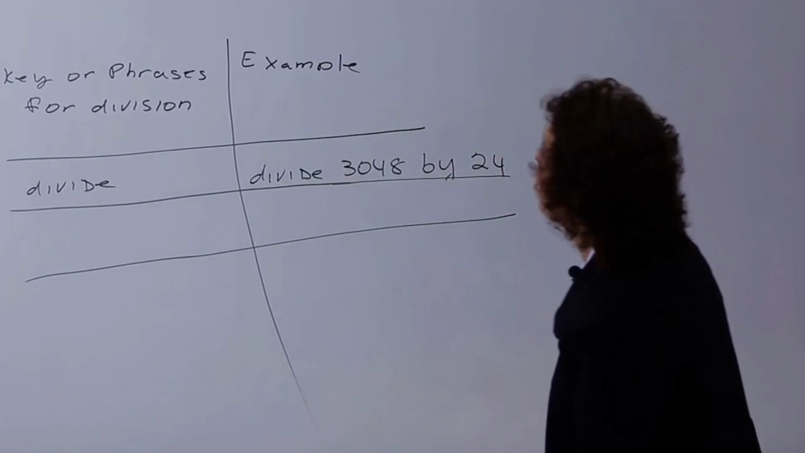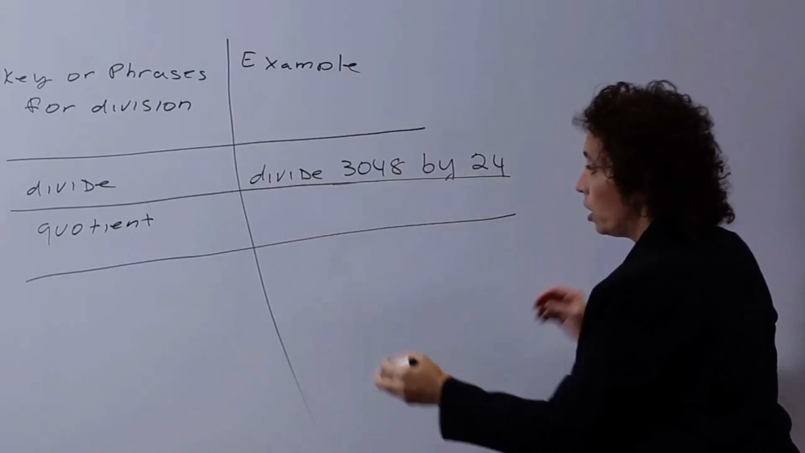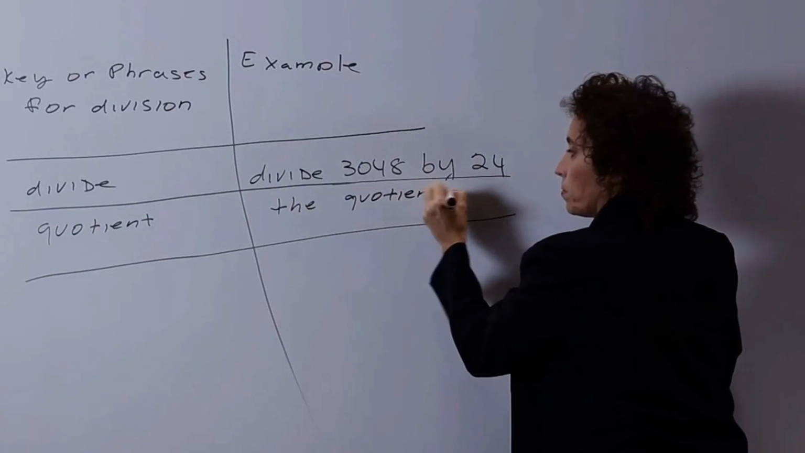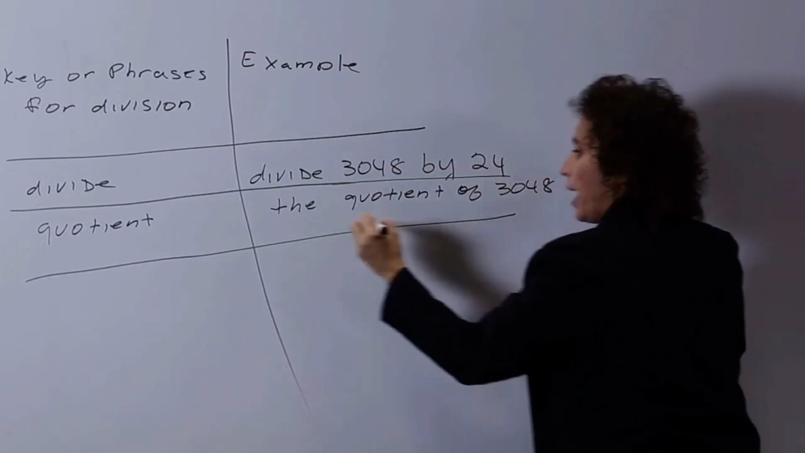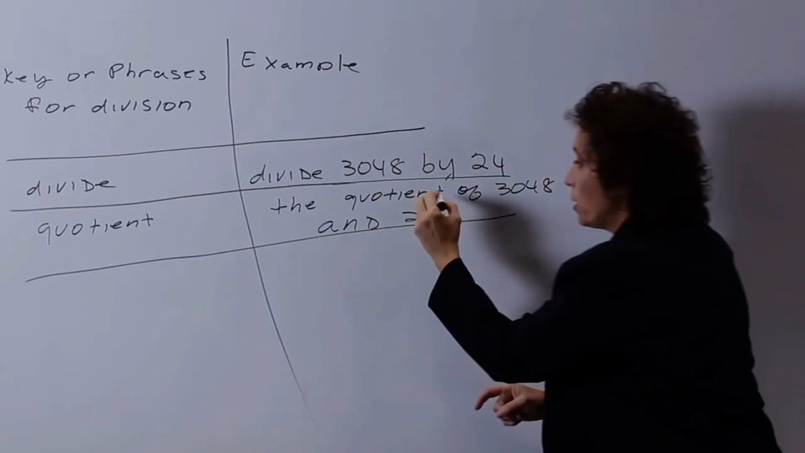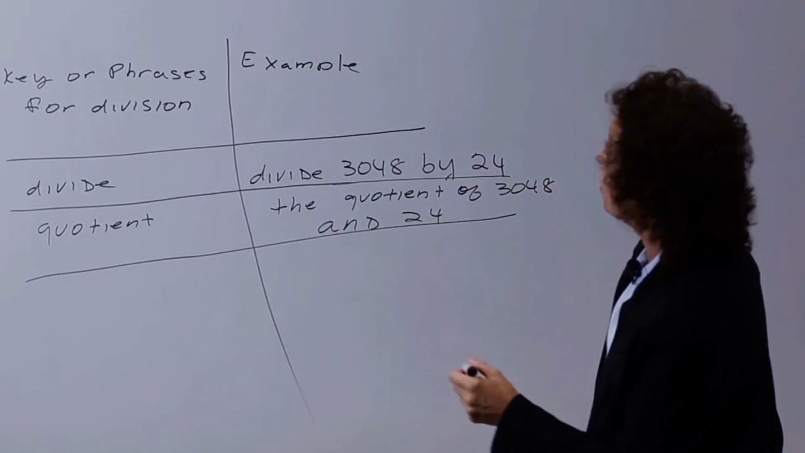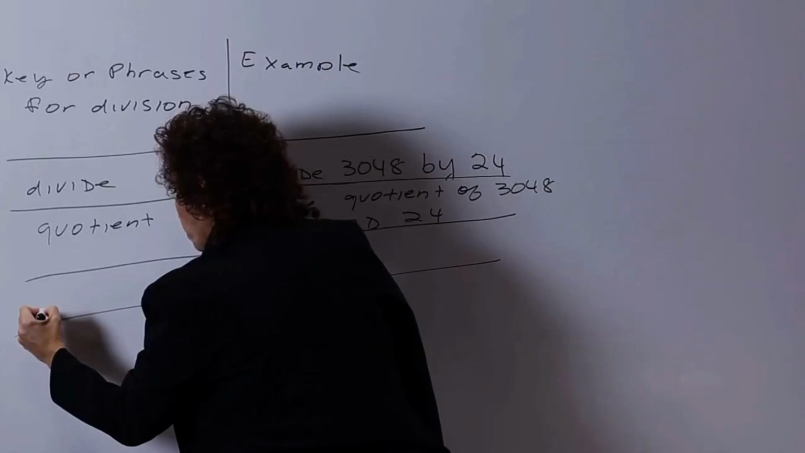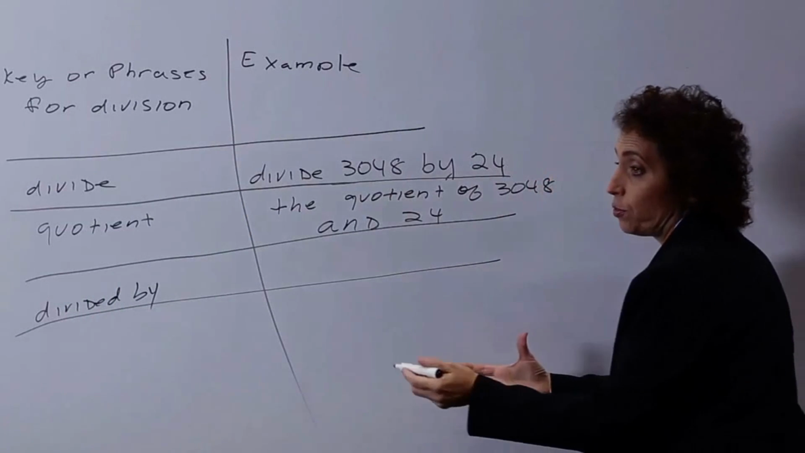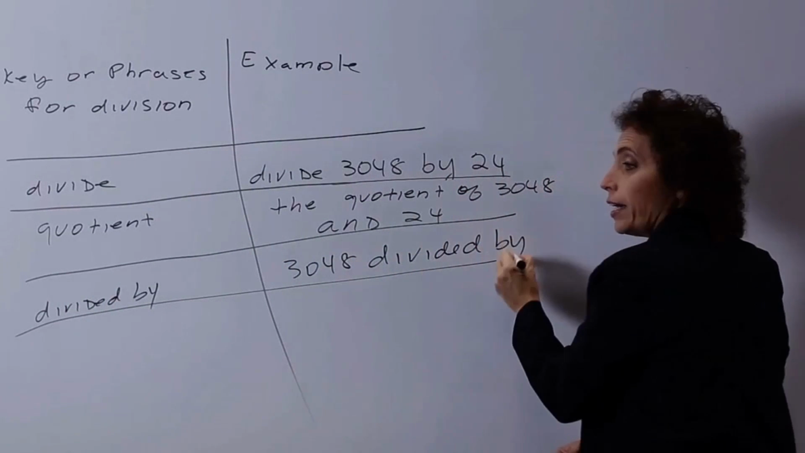Another key word is quotient. The quotient of $3,048 and 24. Now notice the and again does not mean to add. Quotient tells me to divide. That's where the division symbol goes. I'm probably going to use the fraction line for the division symbol. And divided by is another key word or phrase. Divided by, so I would have 3,048 divided by 24.